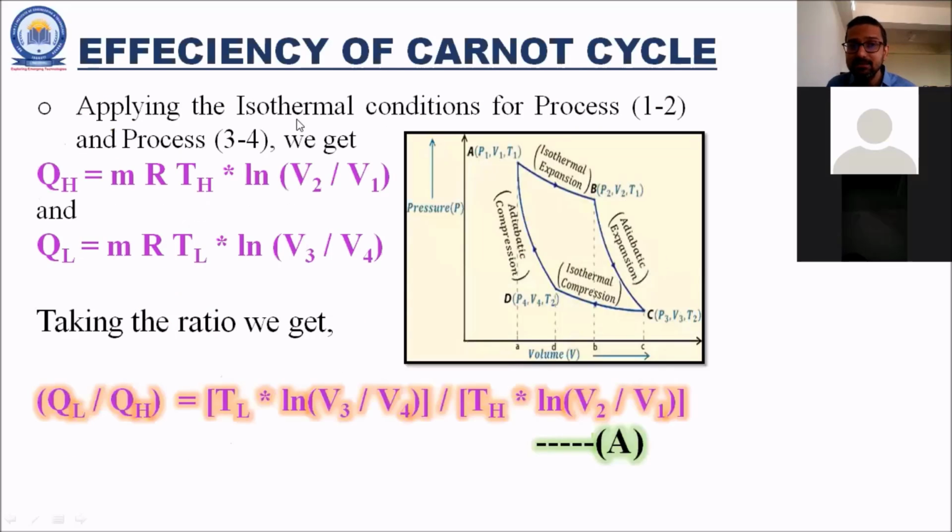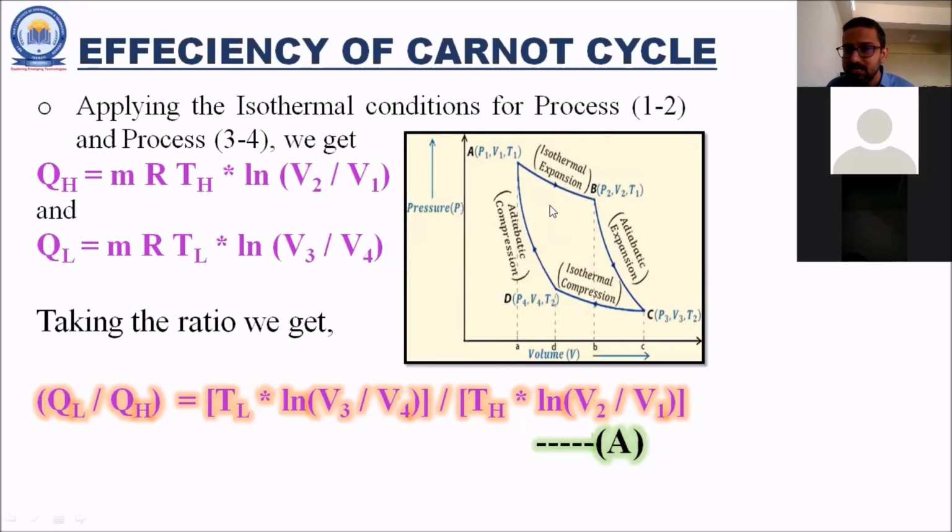So now applying the isothermal conditions for process 1 to 2 and process 3 to 4, because we are seeing in the PV diagram that 1 to 2 and 3 to 4 are the isothermal processes, and in the isothermal processes we know W is equal to Q. Work done is equal to heat transfer because delta U is equal to 0. So for work done, we know the equation C ln V2 by V1.